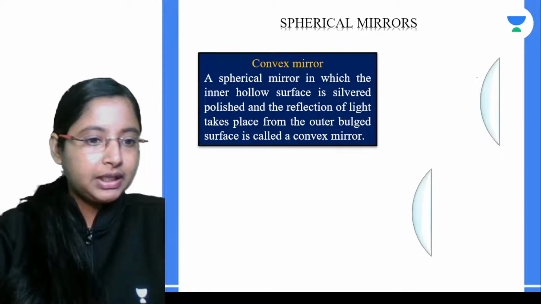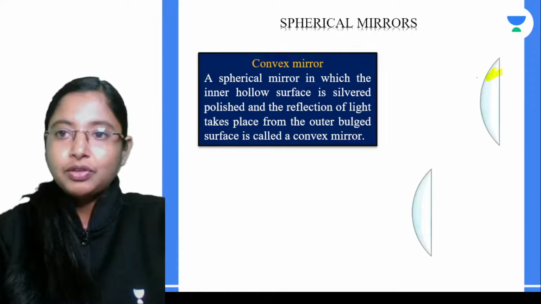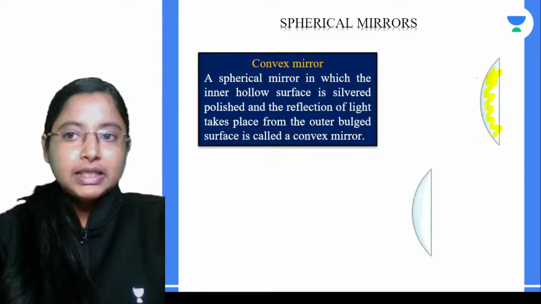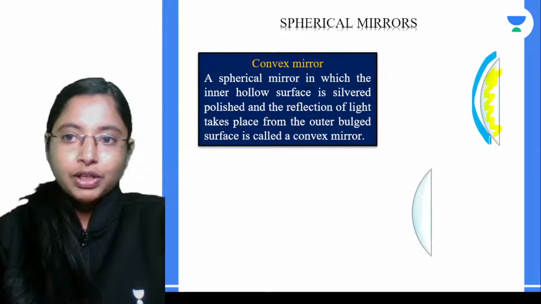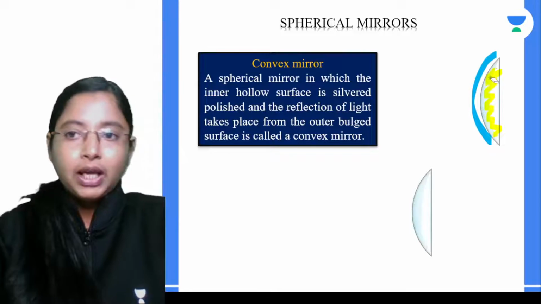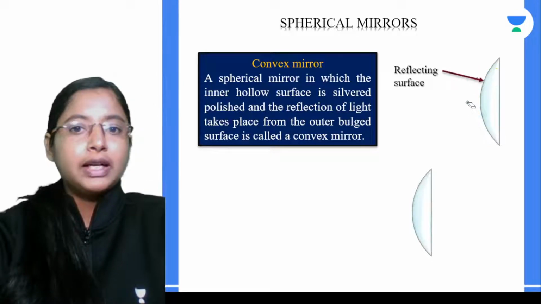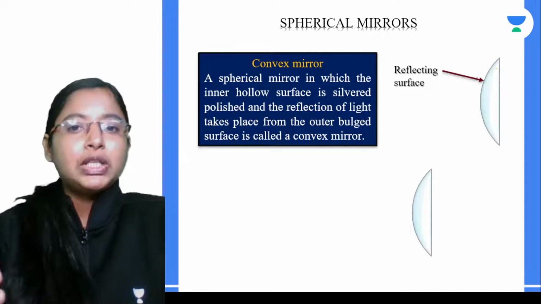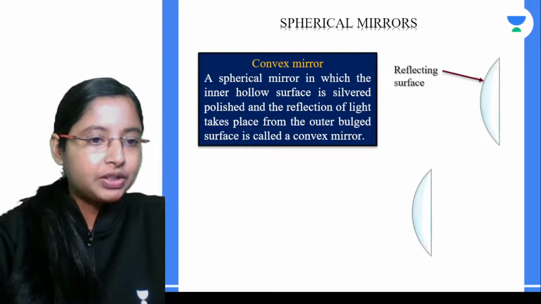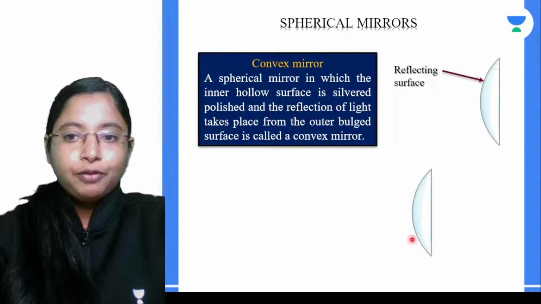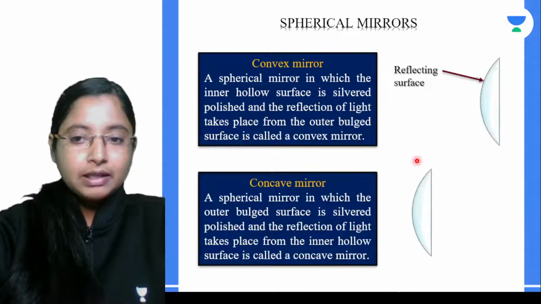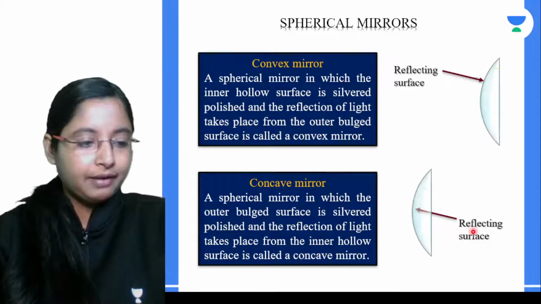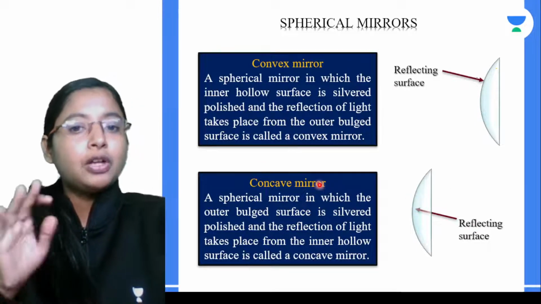So if the inside surface is silvered, then obviously the outside surface that we have over here becomes the reflecting surface. Such a mirror is basically called a convex mirror. Obviously, we can also do the reverse. If you silver the outer surface such that the inner surface of this mirror becomes a reflecting surface, then we call such a spherical mirror a concave mirror.